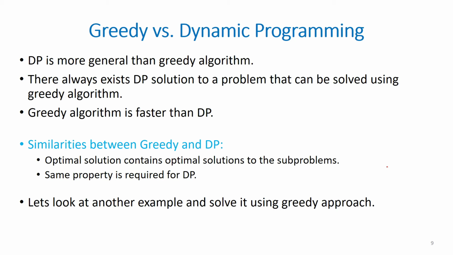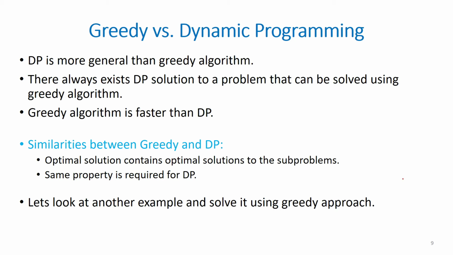DP can be said to be a more general strategy than greedy. If a problem can be solved using greedy, it can definitely be solved using DP as well. This is because both approaches share the same concept, where optimal solutions to the original problem include the optimal solutions to the subproblems. However, keep in mind that the vice versa does not necessarily hold. That is, every optimal DP solution also having an optimal greedy solution is not always true.